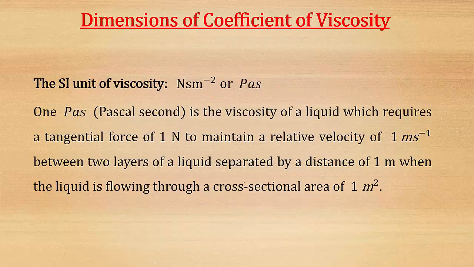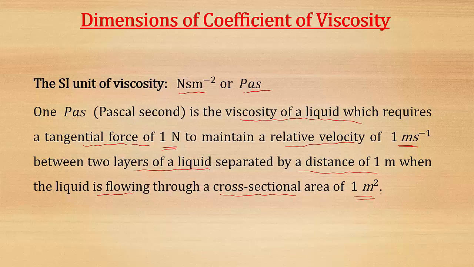Next, the dimensions of coefficient of viscosity. What is the SI unit of viscosity? That is Newton second per meter square, or Pascal second. So 1 Pascal second means what? 1 Pascal second is the viscosity of a liquid which requires a tangential force of 1 Newton to maintain a relative velocity of 1 meter per second between two layers of the liquid separated by a distance of 1 meter, when the liquid is flowing through a cross-sectional area of 1 meter square.